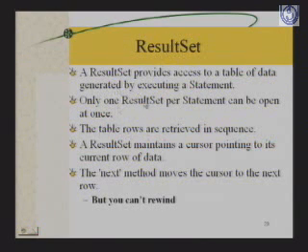ResultSet, as we have already seen, provides access to the table generated by executing the statement, and ResultSet provides the facility to move one by one from one row to another row. But one more thing you have to take care of: once you have performed the next operation on your ResultSet object, then you can't rewind it. It means if you have visited one row of your ResultSet, you can't go back and revisit that particular row again.